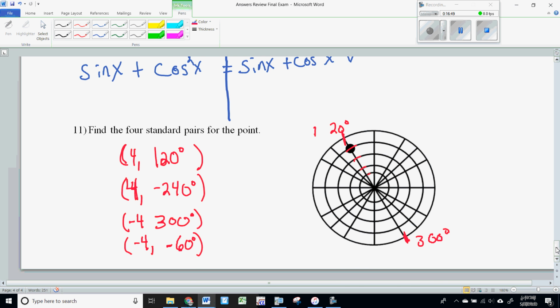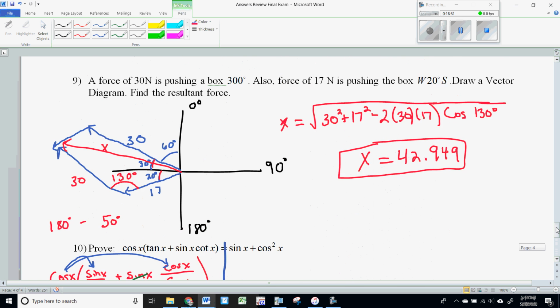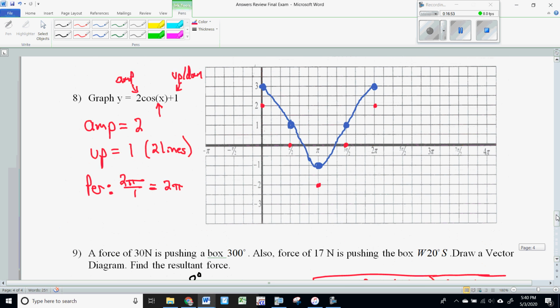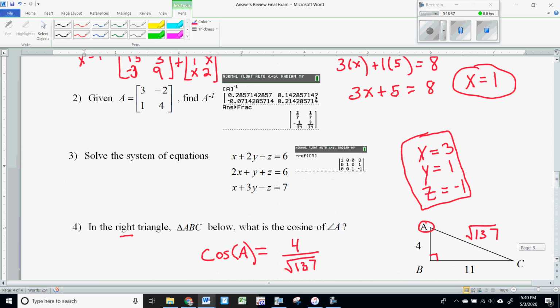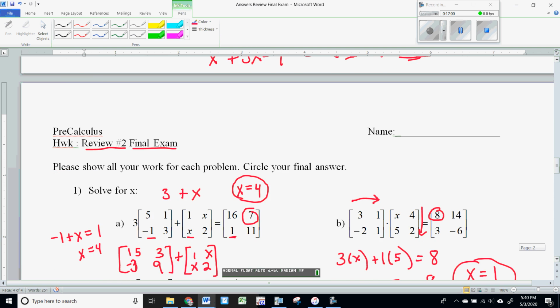So that is our second review for the final exam. There's additional homework over this section's, the second part's review also, and then you will be ready for the final exam.